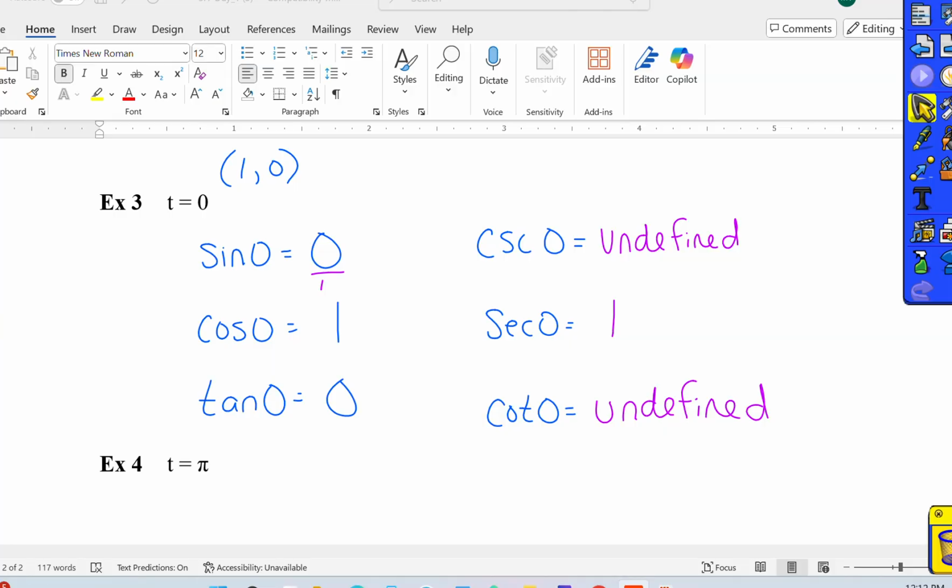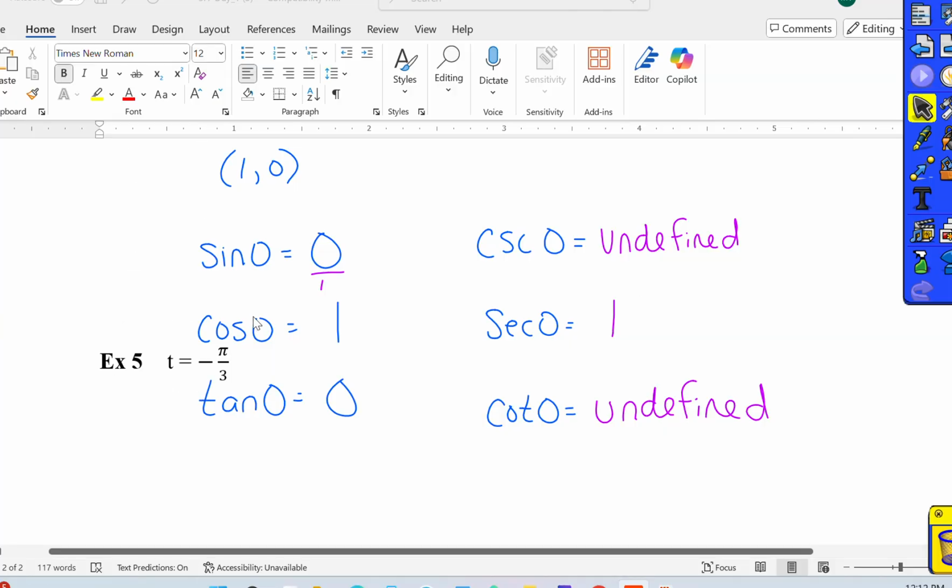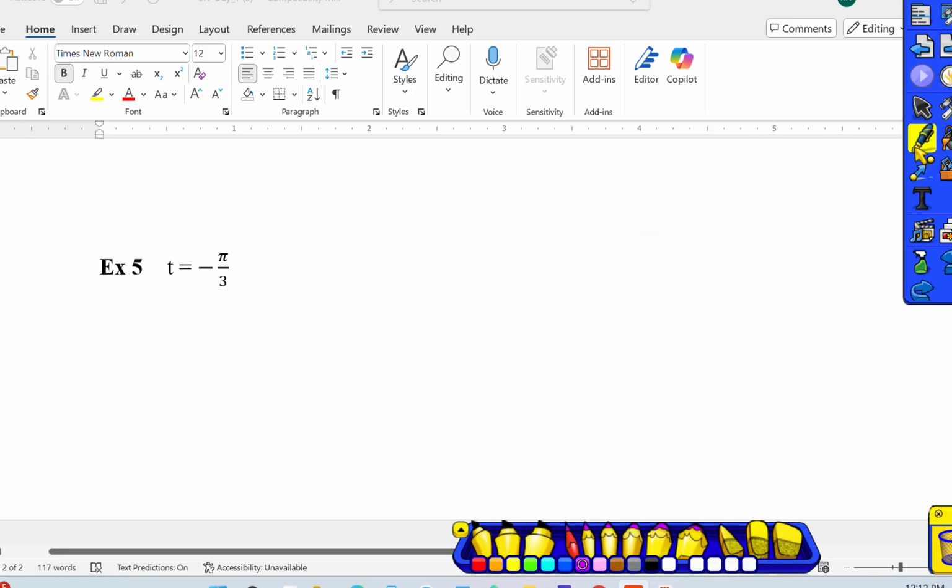Okay, let's do one more. Let's do negative pi over 3. What quadrant is negative pi over 3 in? In the fourth quadrant, right? So if you think about this two ways, it's actually going to be in the same spot as pi over 3, but down in the fourth quadrant. Where does it match up with if you look at your unit circle? What angle?